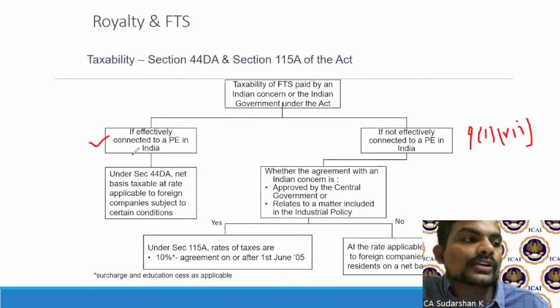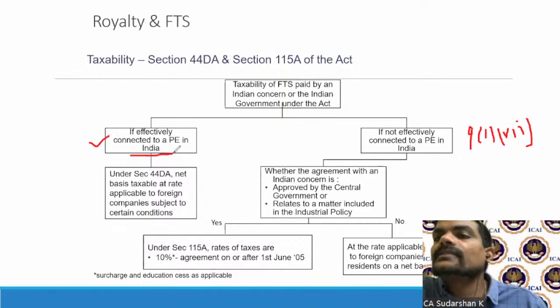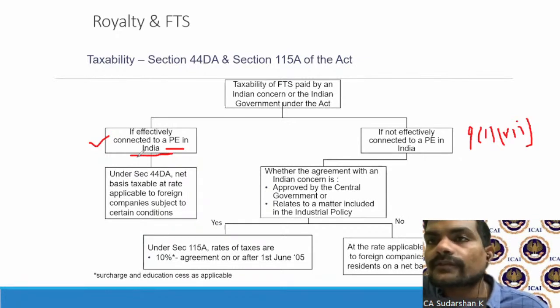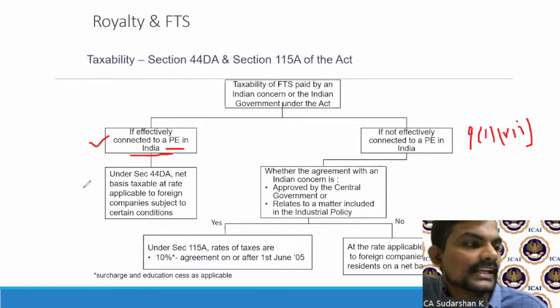However, if, like what we saw, it is effectively connected to a PE, that is, if the foreign company has a branch office and the branch office in Chennai does all the fees for technical services related work, then this is effectively connected to a PE. PE is defined as any fixed place of business, any fixed place through which a business is carried on. So the foreign company's business is carried on in India through its branch office in Chennai. So there is a PE in India. In that case, section 44DA will attract. 44DA means net basis taxation at the rate applicable to foreign companies, that is, 40%.